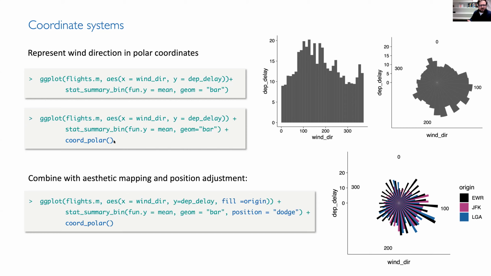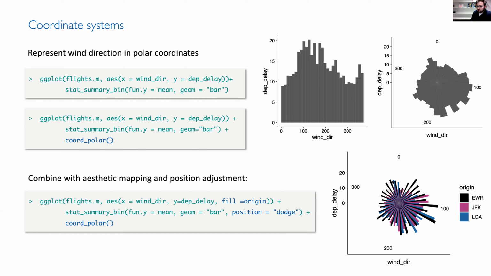And now I can add more aesthetic mappings. For example, I can separate, as before, these different contributions from the wind direction by airport. And this is what I've done here. I just added one more aesthetic mapping here. I said that these bars should be next to each other and not on top of each other. And I have the polar coordinates as before. Yeah, then you get the plot that you have on the right-hand side.